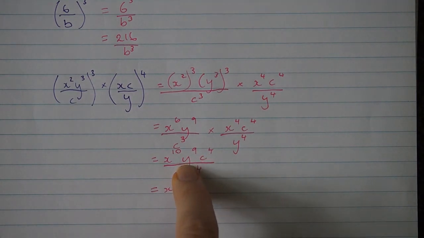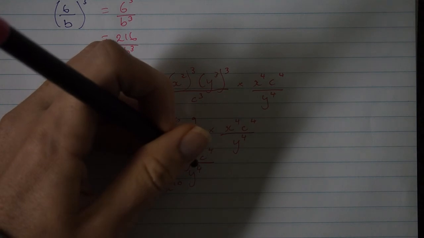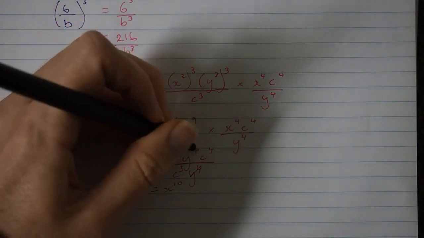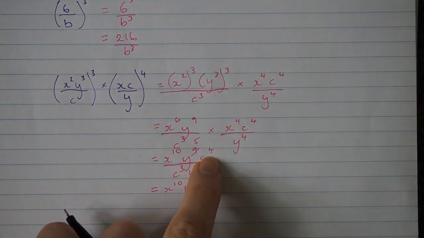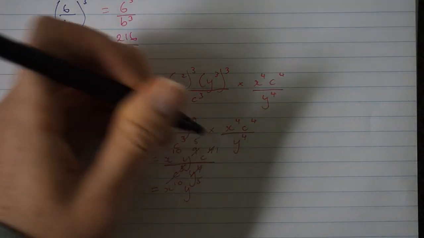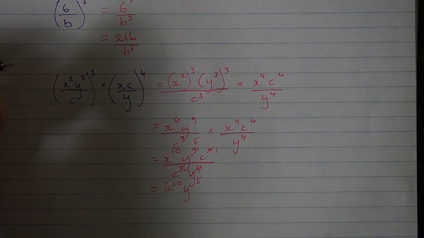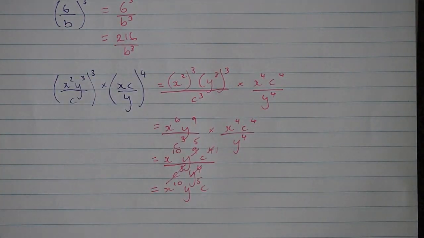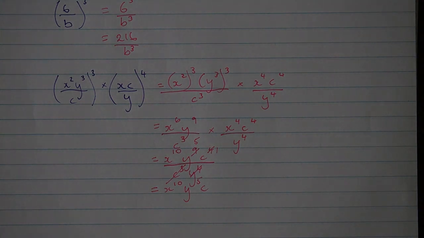All right, and I've got y to the power of 9 in the numerator, y to the power of 4 in the denominator. So 9 minus 4 is going to give us 5. So because I've ended up with a positive number, that goes on the top. And c to the power of 4 over c to the power of 3. 4 minus 3 is 1. Remember, when we have 1 as our power, it is simply just the base, which is c. Okay, so hopefully that clears it up.